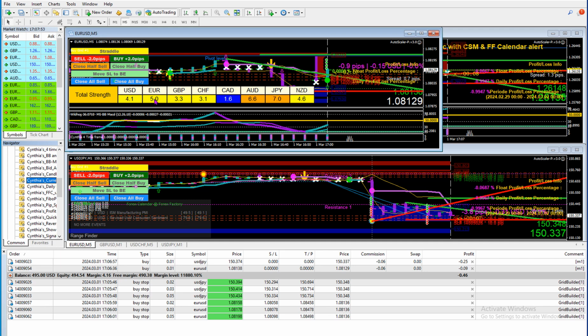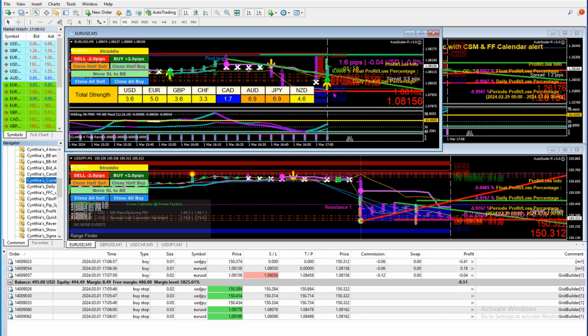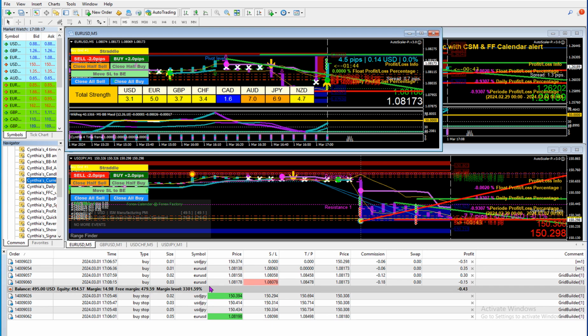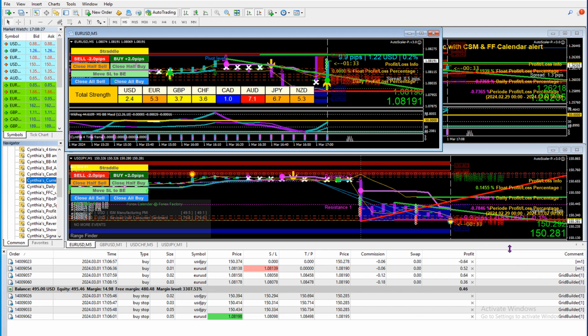The euro is trying to get stronger, which is pushing the euro US dollar pair up. Now we have a yellow buy arrow for the euro US dollar. So the euro US dollar is a tiny bit in profit, and there we go. The euro US dollar is moving at least, and let's see, I have to move this chart up.